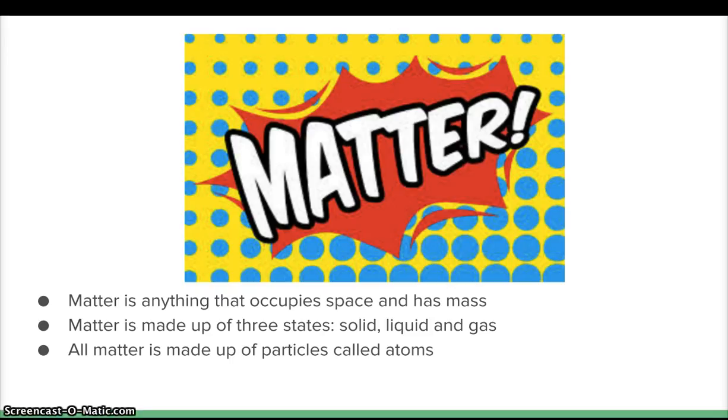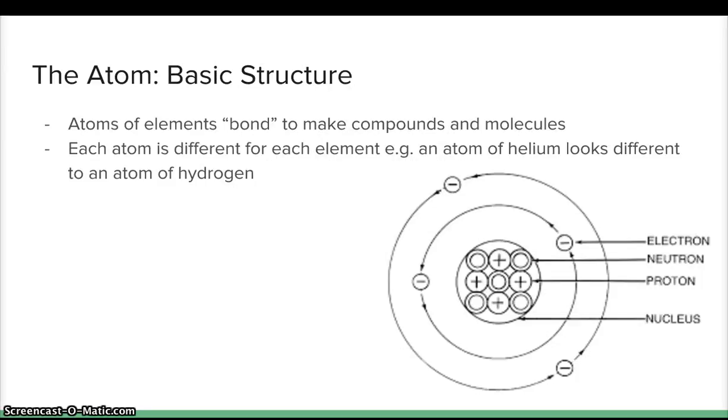The particles, we also call them atoms. So they're the smallest unit of matter, and then they go together to make bigger and bigger molecules, compounds, etc. So this is the basic structure of an atom. We'll go into this in more detail in the topic, but it's just for you to get an idea of what an atom looks like.